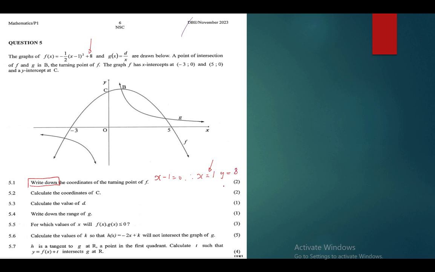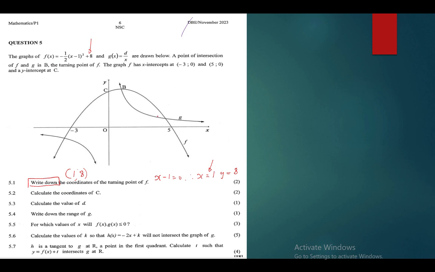But don't write it like this. Don't say x equals 1, y equals 8. We want you to write down the coordinates. So you say 1 and 8. These are the coordinates of the turning point of f. It was a very simple question.